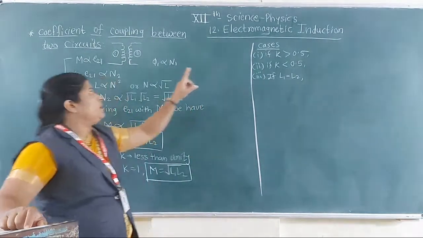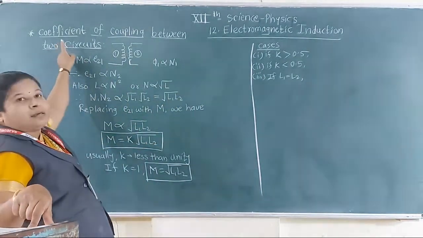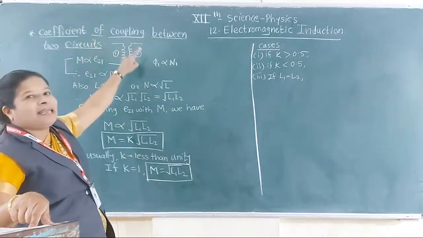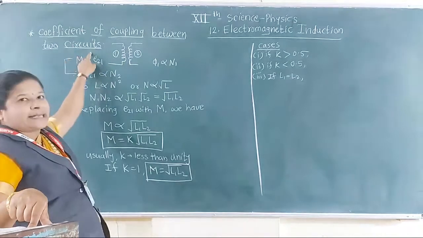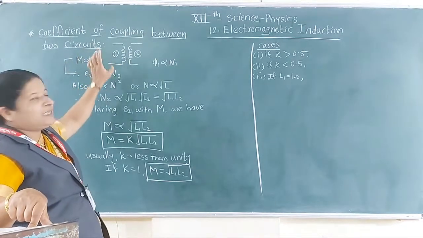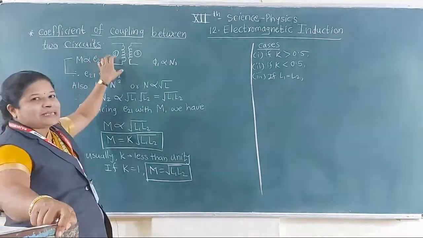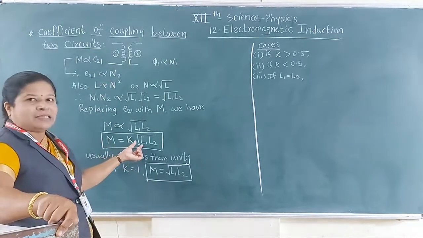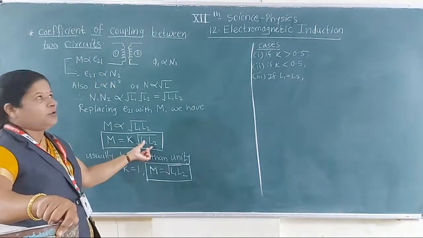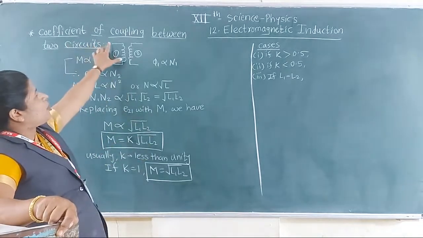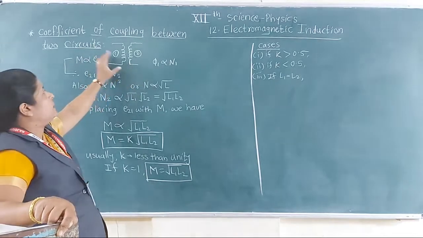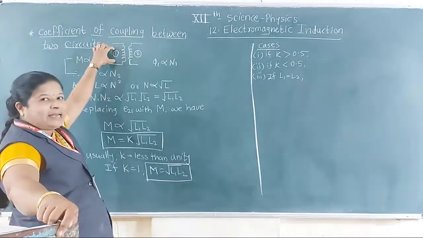Electromagnetic induction. We start with the topic coefficient of coupling between the two circuits. Let's continue with this topic. In the previous lecture, we came to this equation M is equal to K square root of L1 L2. So, coefficient of coupling between the two circuits. Two circuits means this is coil number 1.